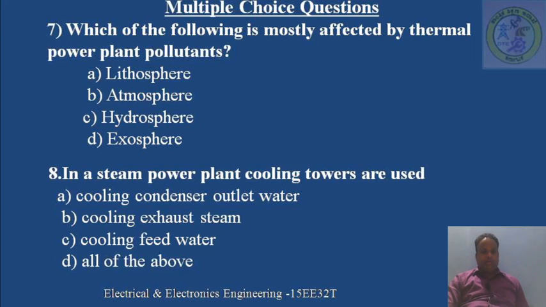Eighth, in a steam power plant, cooling towers are used. Okay, cooling towers are used: cooling condenser outlet water, cooling exhaust steam, cooling feed water, all of the above. In cooling, so far we have studied the cooling tower.